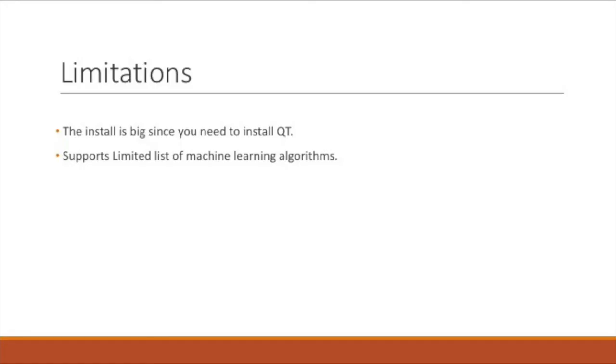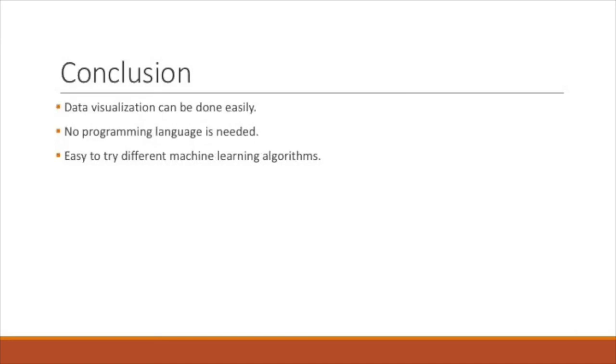Limitations of Orange. The installation process is so big and we need to install Qt. It supports a limited number of machine learning algorithms. I'm concluding with Orange. Data visualization can be done easily. No programming language is needed. It is very easy to try different machine learning algorithms.